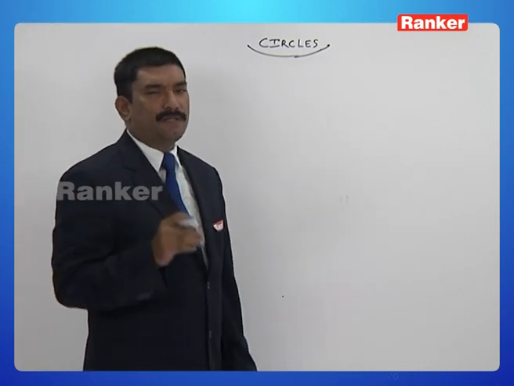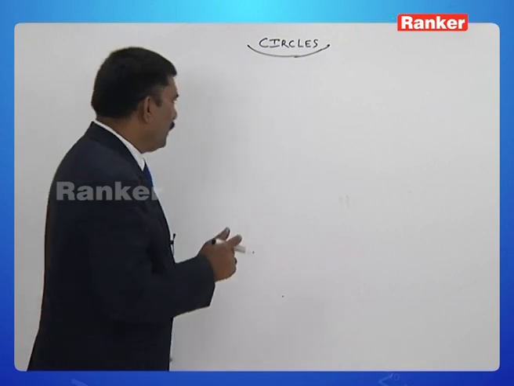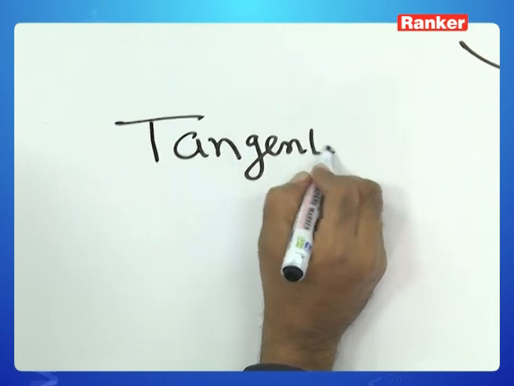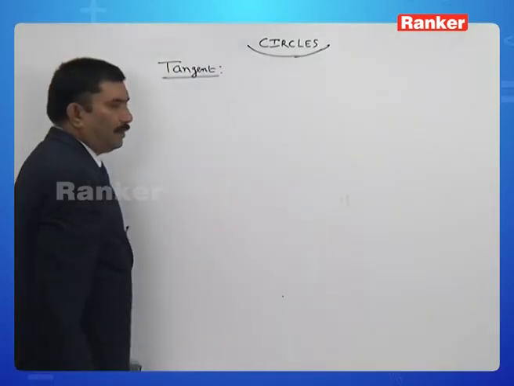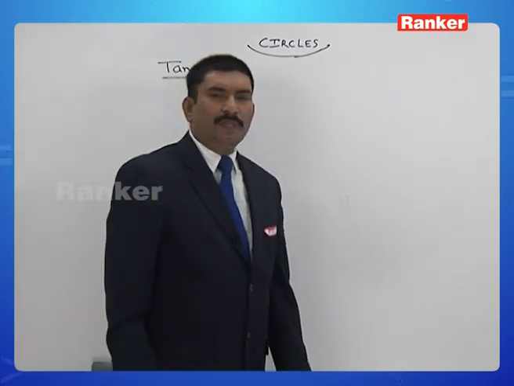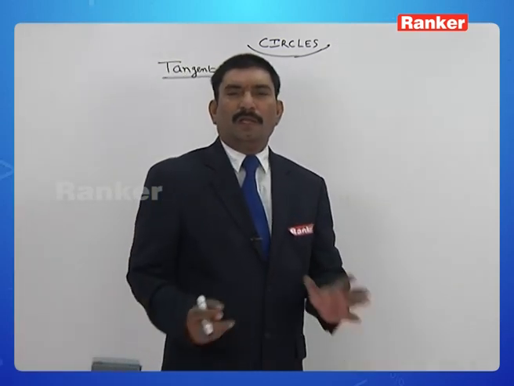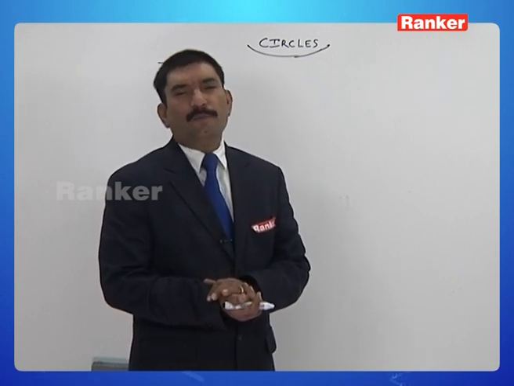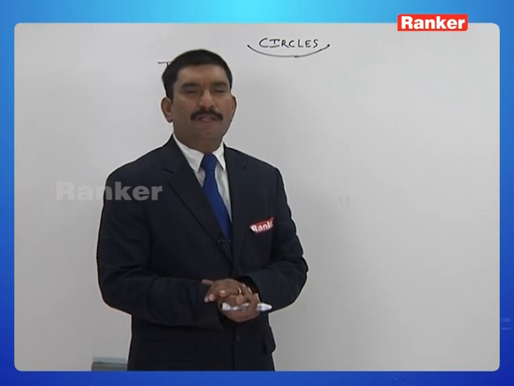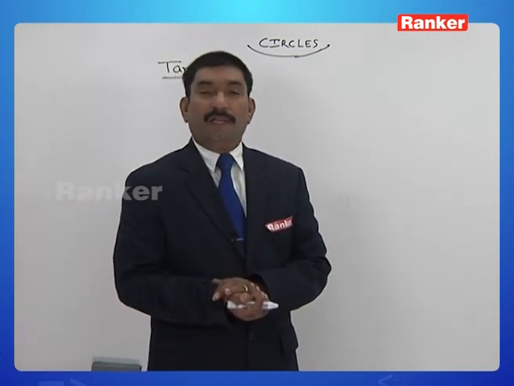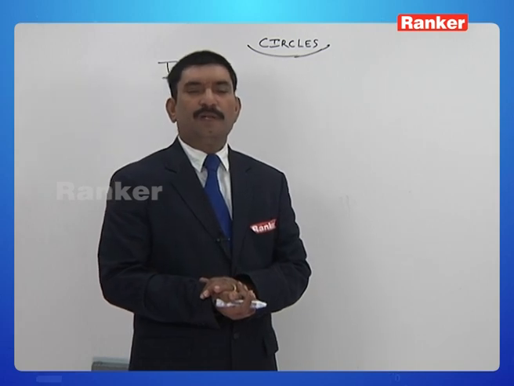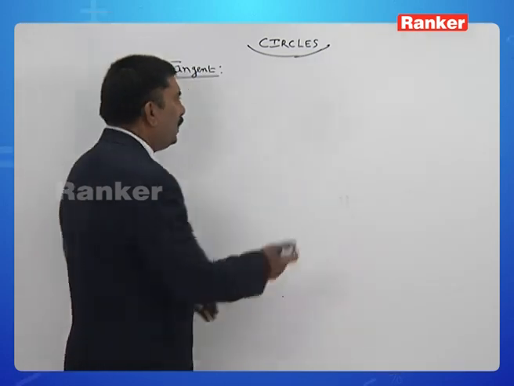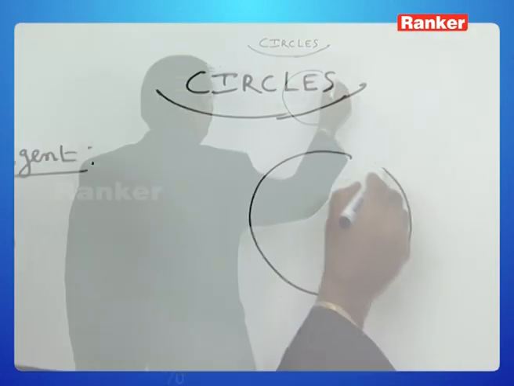One of the important concepts is the tangent. Any line that meets a circle in two coincident points is nothing but a tangent. I mean, any line touching the circle at only one point, we call it what? Tangent. So now we can represent it like this.